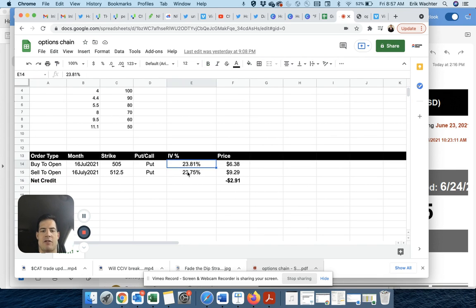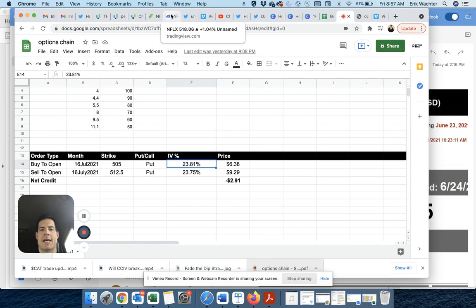Here are the IVs. The IVs are pretty low for Netflix. These large volatile tech stocks tend to have a lot of implied volatility, so this is very low. And if you're a net seller of options, you want to sell high implied volatility and then have the implied volatility drop. So that's one negative.